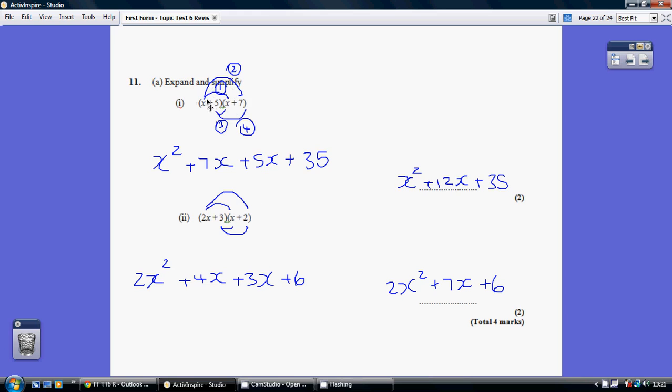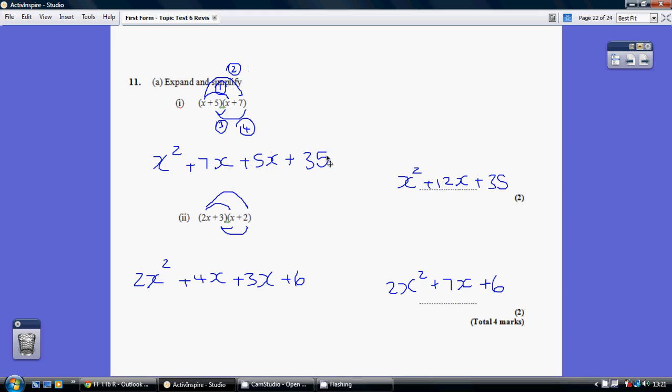Okay, so working through in that order, x times x is x squared, x times 7 is 7x, 5 times x is 5x, and 5 times 7 is 35. Now this would give us 1 mark out of 2 because we've got rid of the brackets, we've expanded, but we now have to simplify.